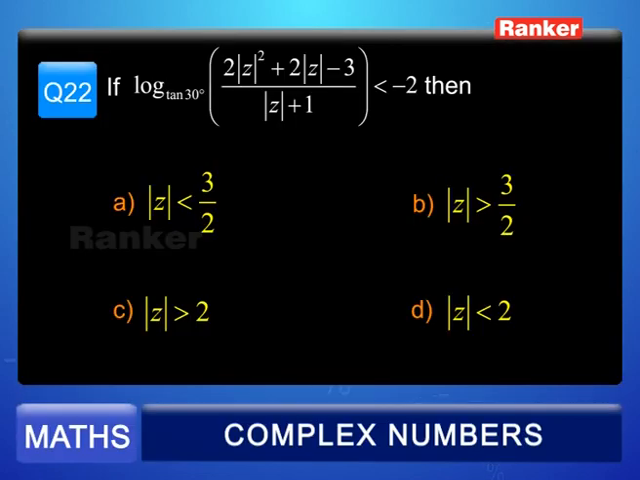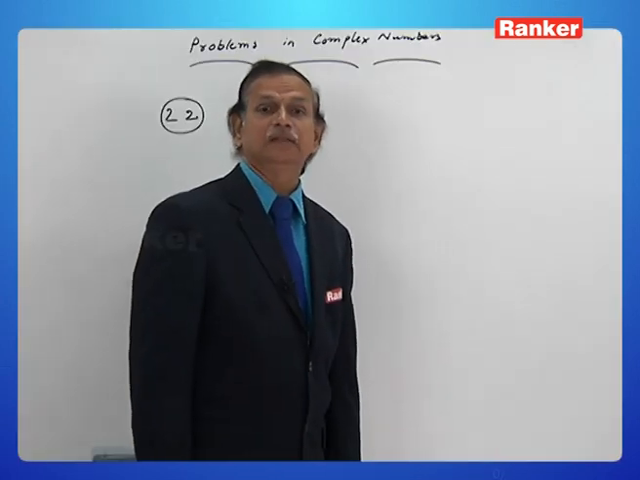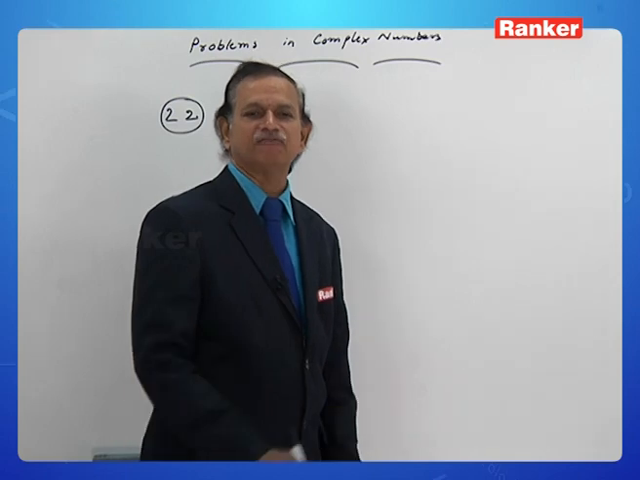He likes to explain that consequence in 4 options. Among them, the first option is mod z is less than 3 by 2, mod z is greater than 3 by 2, mod z is greater than 2, and mod z is less than 2. What should happen? Let us observe. Well, what is the constraint given? Let us understand it carefully.